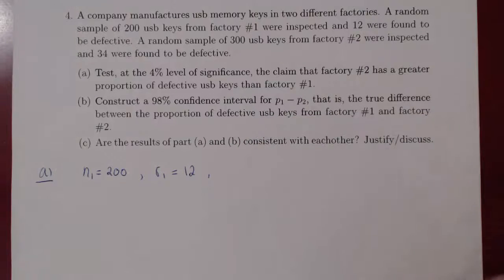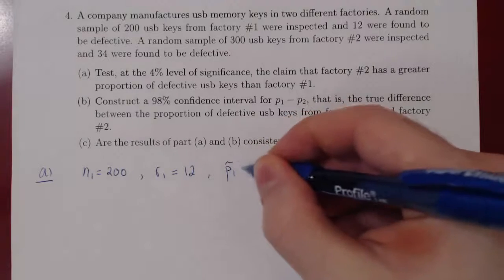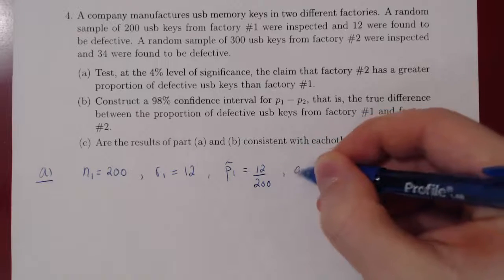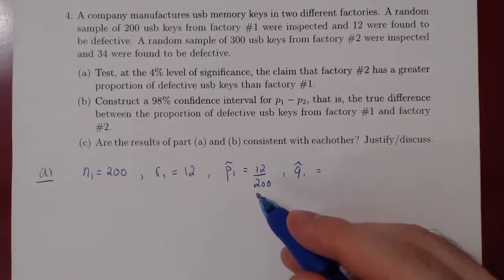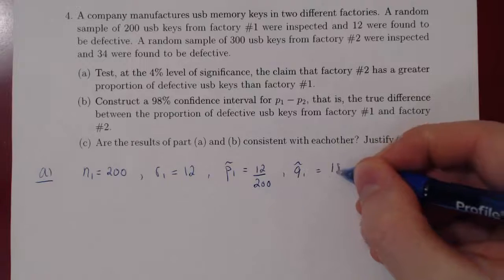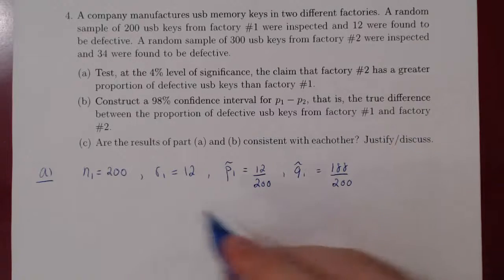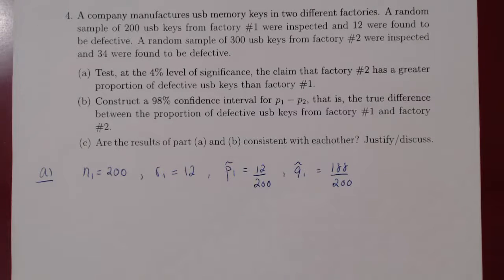So we now have our sample proportion from sample 1, which is P1 hat, which is quite simply 12 over 200. And we have its complement Q1 hat, which will be 200 minus 12, which is 188 over 200. And now we can do the same thing for our second sample coming from factory 2. And you see here we can assume independence because factory 1 is producing the USB keys independently of factory 2.